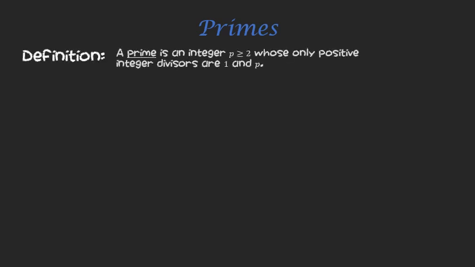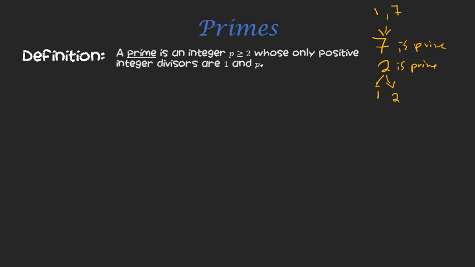So the definition of a prime is an integer p that's at least 2, whose only positive integer divisors are 1 and p. So 1 and itself. Those are the only two things that divide the number. For example, 7 is prime because the only divisors of 7 are 1 and 7. Those are the only things that divide 7. 2 is prime. It's the only even prime, and that's because the only things that divide 2 are 1 and itself. So there's lots of primes. In fact, there's an infinite number of primes.